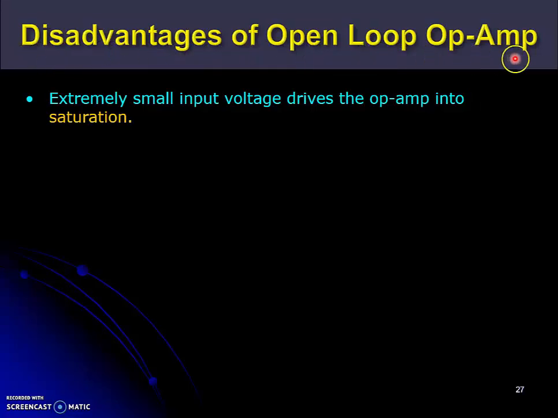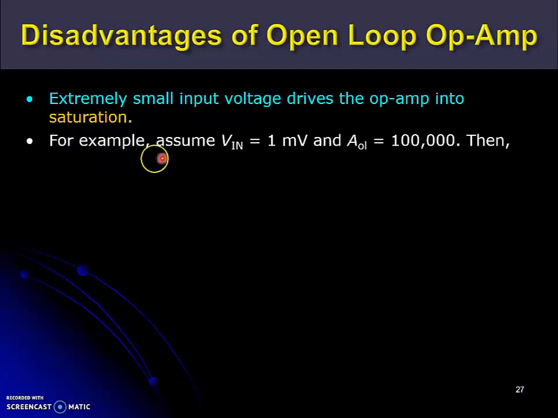Disadvantages of open-loop op-amp. Because the open-loop voltage gain of an op-amp is very high, usually higher than 100,000, and it can go up to 1 million, an extremely small input voltage can also drive the op-amp into saturation. For example, the input voltage is equal to 1 mV only, while the open-loop voltage gain is 100,000.